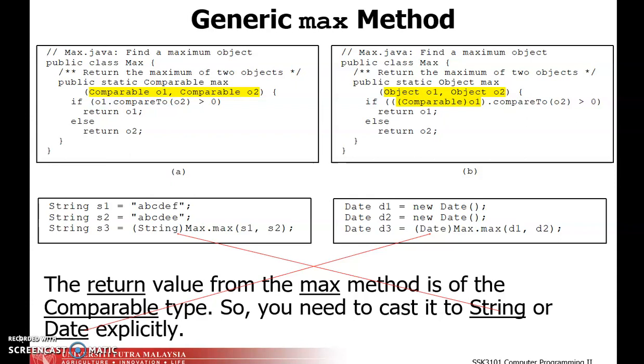There are two examples given: a max method with type Comparable on the left hand side, and another one of Object type on the right hand side. The purpose of this example is to find the maximum value of the objects given, which might be a string or date. We skip this example for a little while and move to the next slide.